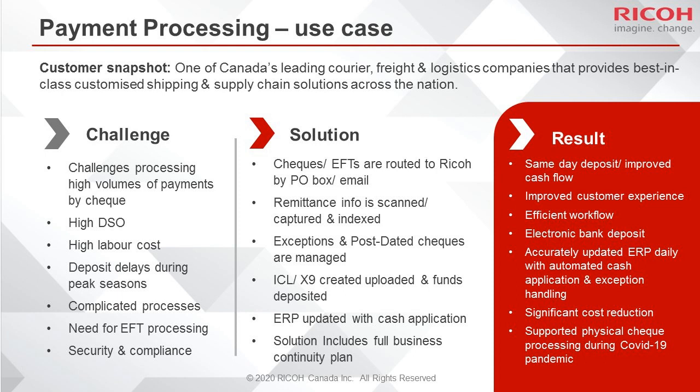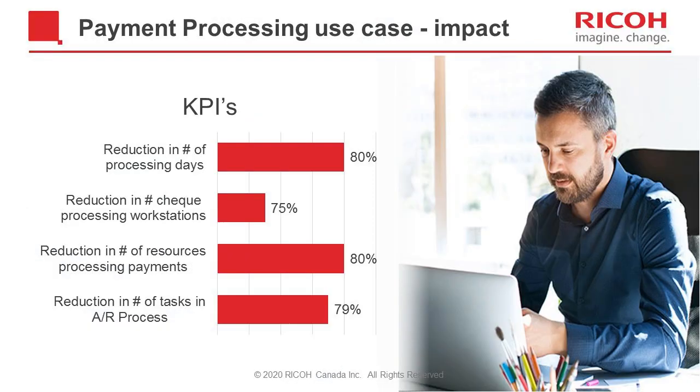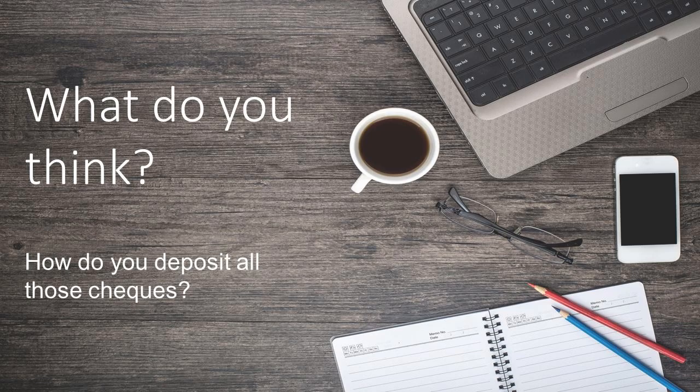So quickly I'll go over some of the KPIs. This client was able to reduce processing days by 80%. The reduction in check workstations, or amount of labor involved in the process, was 75%. The overall decrease in number of tasks in the process was 79%. So it was a big win for the client.